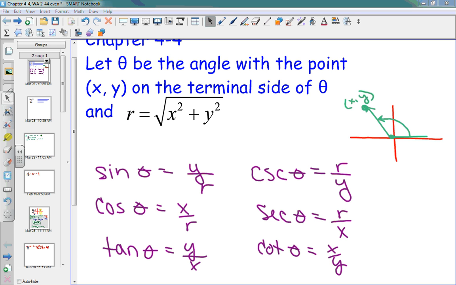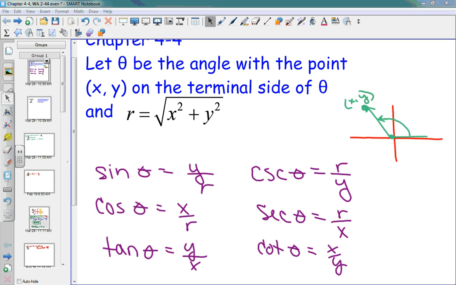Now, what do I want you to understand about this? Tangent is sine over cosine. Tangent is 1 over cotangent. Tangent is opposite over adjacent. Sine is known as your y-coordinate on the unit circle, correct? Cosine is known as your x-coordinate on the unit circle. Well, now instead of dealing with a unit circle of radius 1, we're going to deal with a circle of radius r, whatever r represents. So what r represents here is going to be our radius.